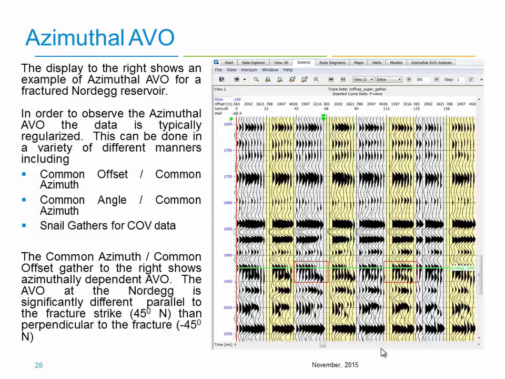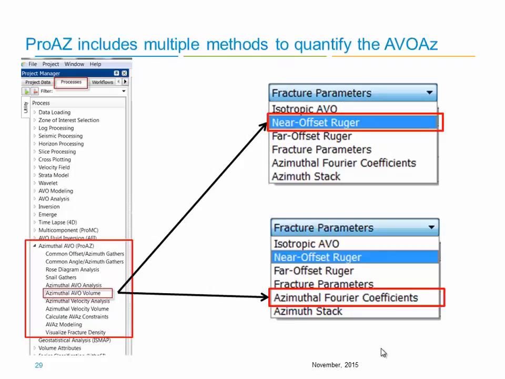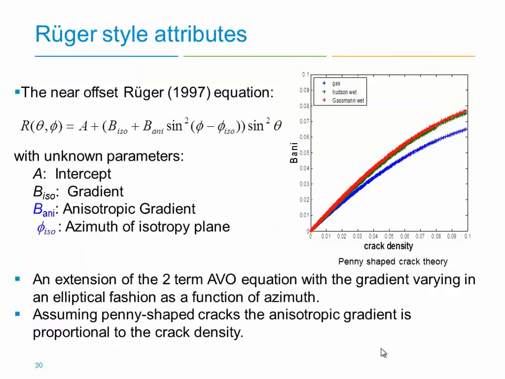And so by looking at these types of gathers, we can take a look at the amplitude versus offset. We have a number of different ways of trying to quantify this. We can go in and do an interactive azimuthal analysis, and there's a list of different options. I'm going to focus early on in the talk on the near offset Ruger equation and the azimuthal Fourier coefficients. So just returning back to this expression we saw previously, this is the near offset Ruger equation.